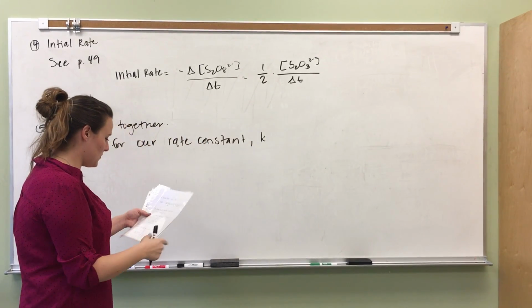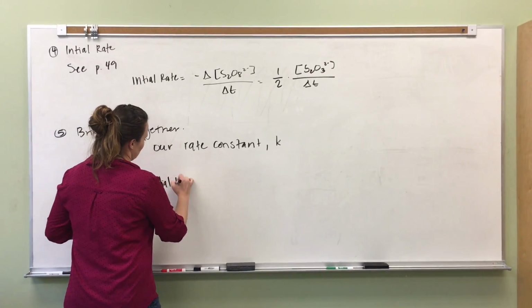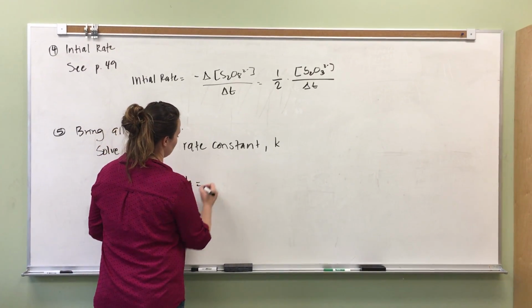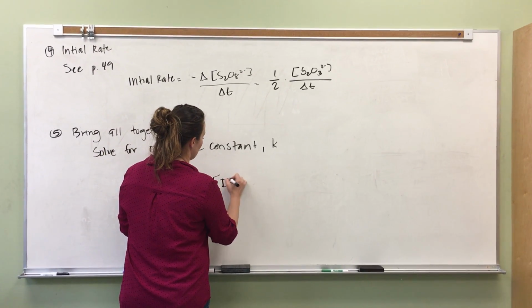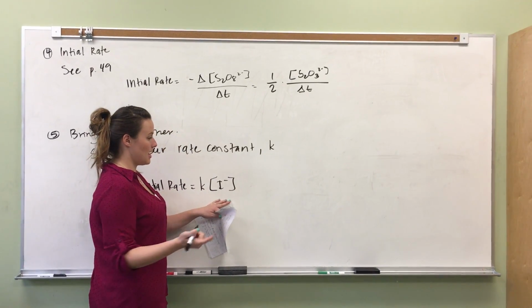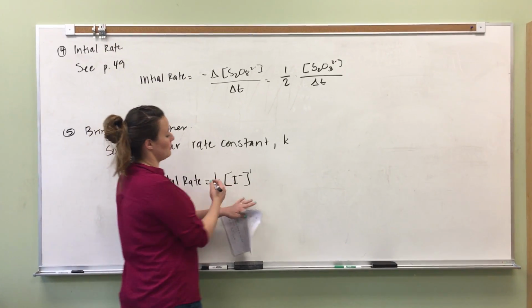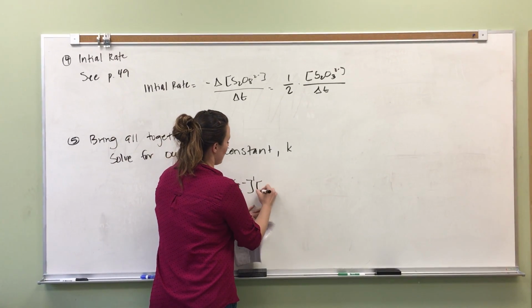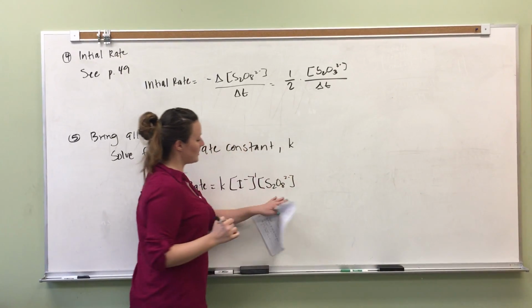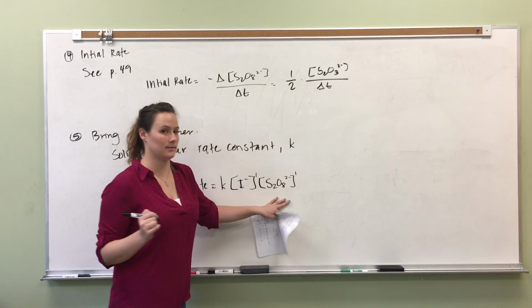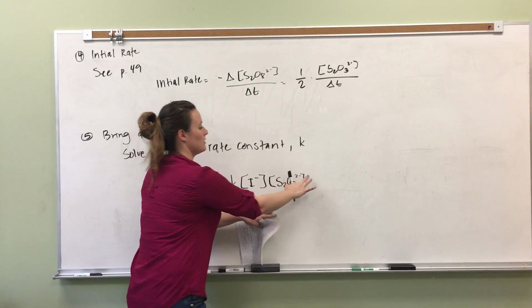All right, so we know that our initial rate equals our little k, which is our rate constant, times the concentration of our iodide, and we now know that our order should be 1. So you guys don't have to put this if you don't want to, but our reaction order is that, times our peroxydisulfate, and our reaction order is 1 here as well.